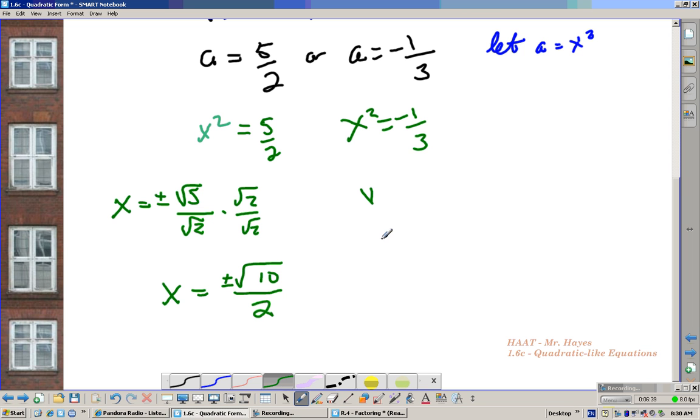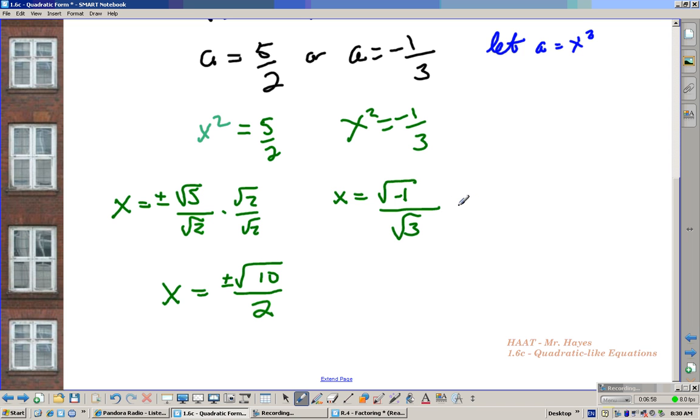So x is going to equal plus or minus the square root of -1 over the square root of 3. So we are going to have to deal with imaginary numbers, but being the professionals that you are, that will not be a problem. Okay, so we're going to rationalize here.